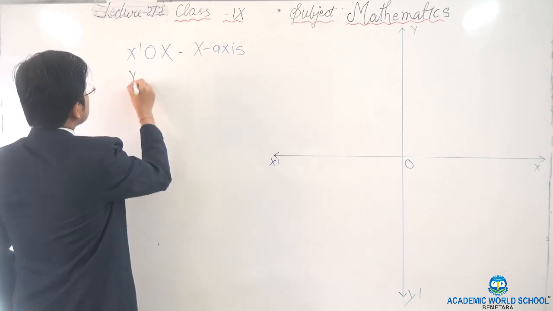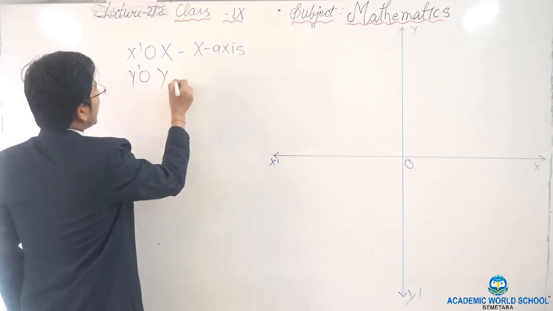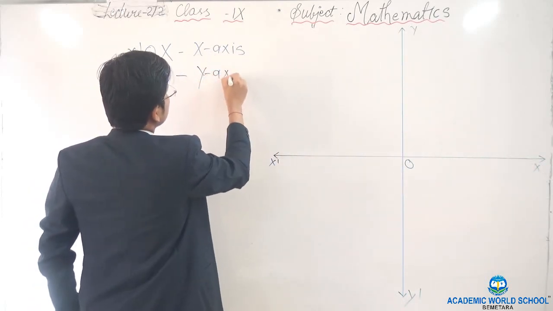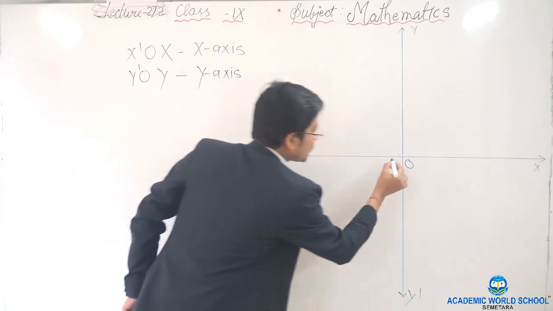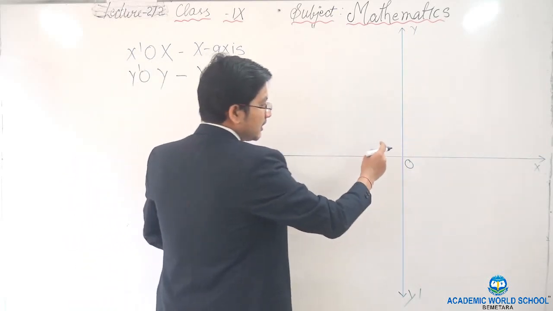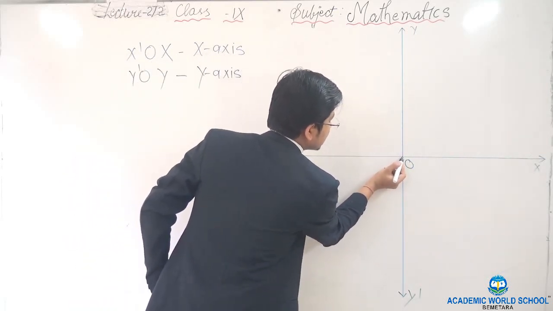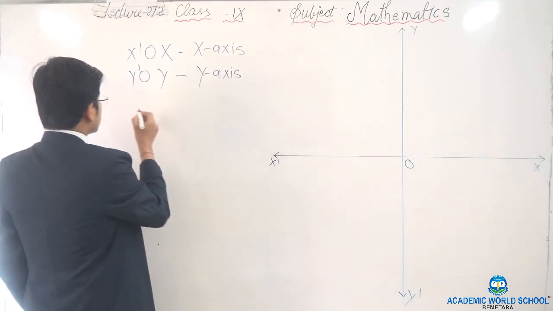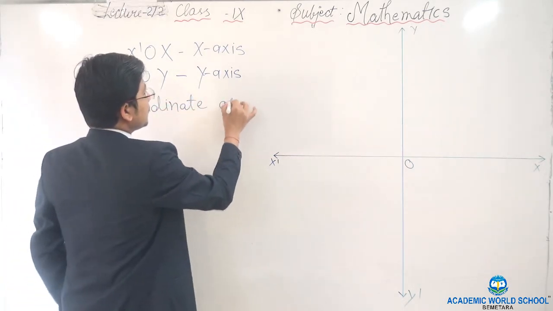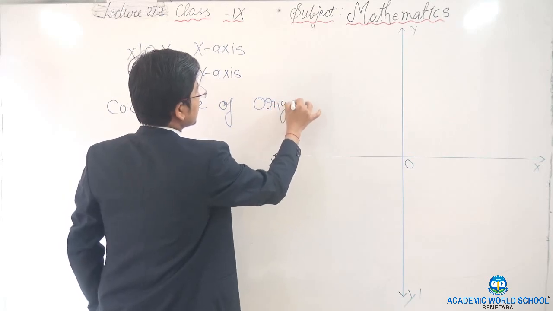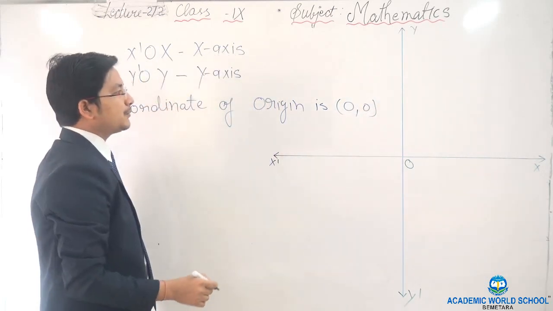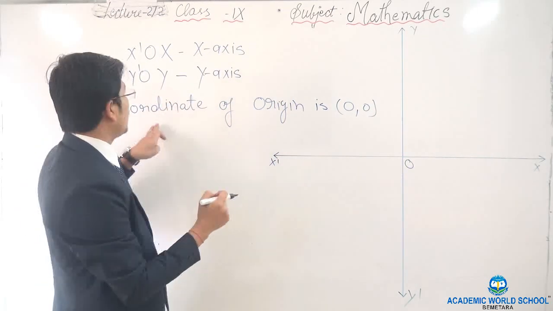So this is Y dash OY, which is the Y-axis, and this is the origin. This is the origin from where we are going to start. This is the reference point for us. So the coordinate of origin is 0, 0. This is a very important point: the coordinate of origin.